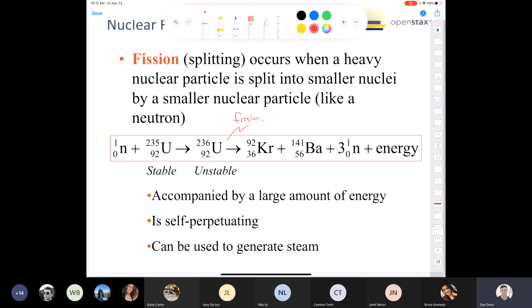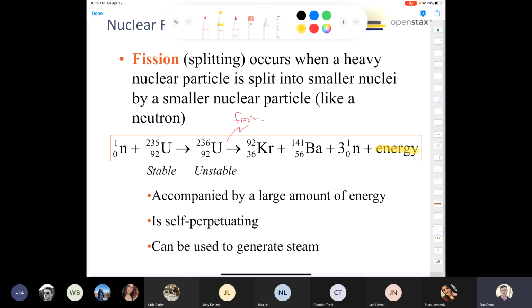Now, fission of uranium-236 can yield a whole host of different nuclides. But anyhow, in this reaction that I have here in the red box, it shows krypton-92 and barium-141 being produced, as well as 3 neutrons and some energy.